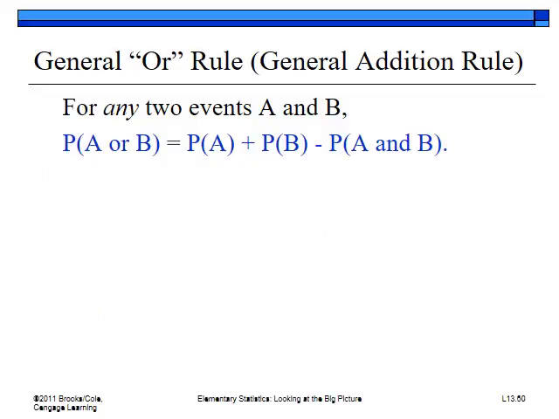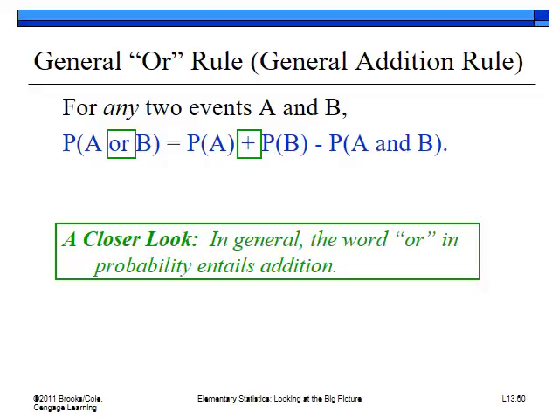Here's our rule. If we have 2 events, A and B, the probability of A or B occurring is the probability of A plus the probability of B minus the probability of A and B. Remember, when you see the word or, there's a good chance you're going to compute the probability using addition.